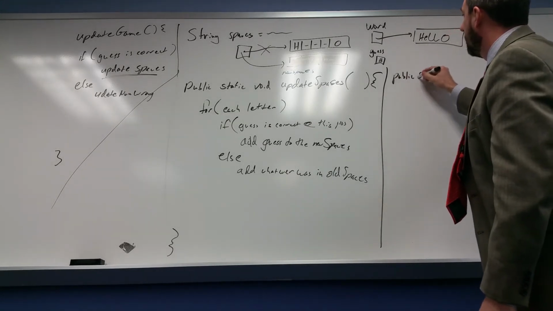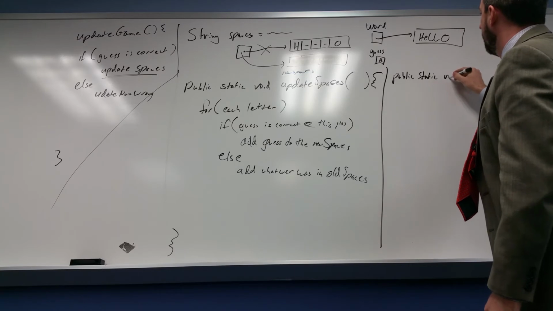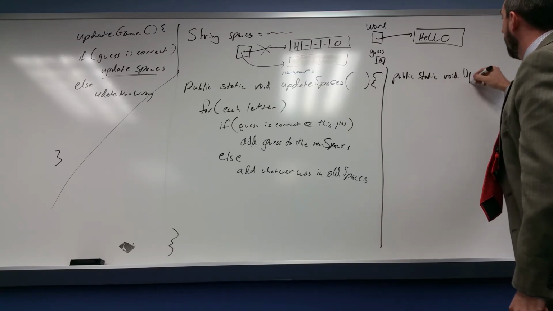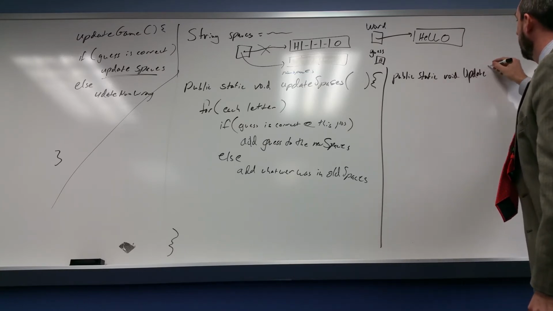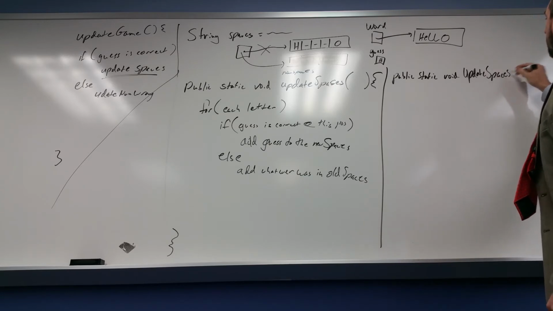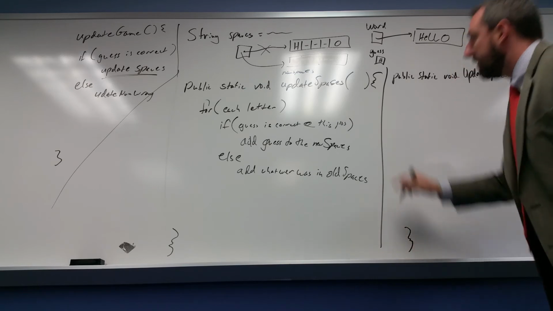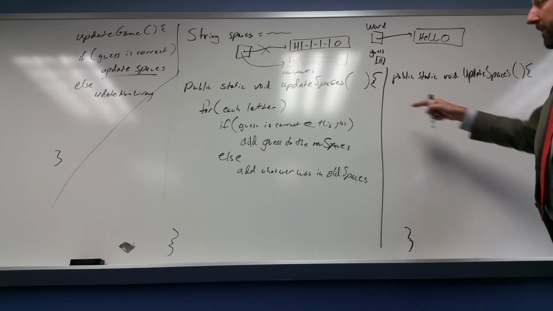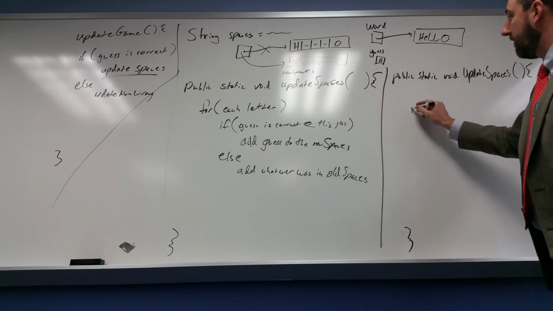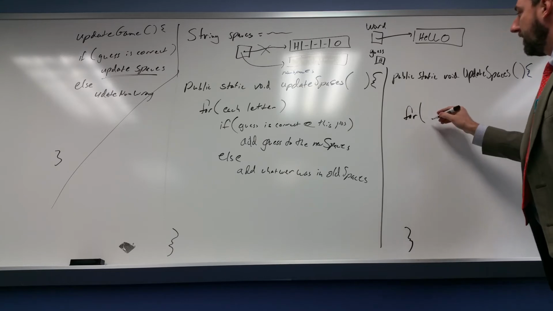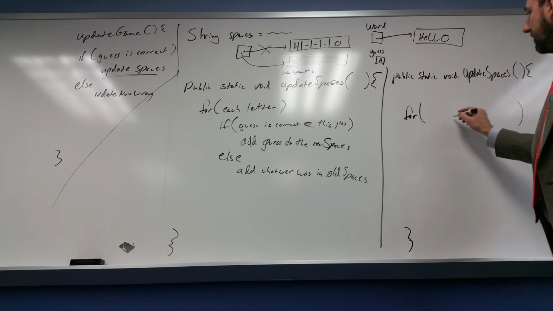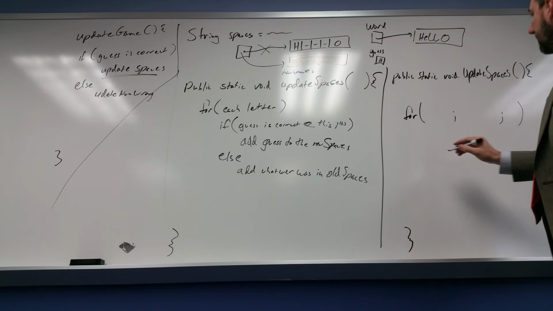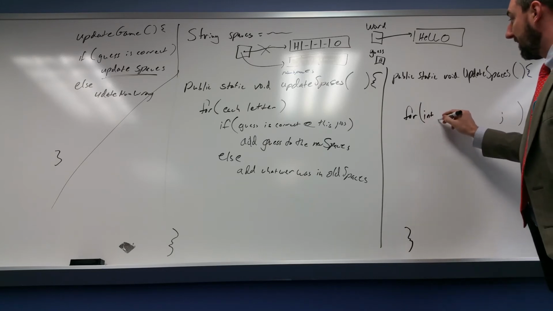Public, static, void, update, spaces. All right, now it says for each letter and word, that's what we're talking about, for each letter, so I'm going to say for. And for a for loop, we know we got 3 parts, so I'll put those little lines there. First part is to say what you're going to count with.